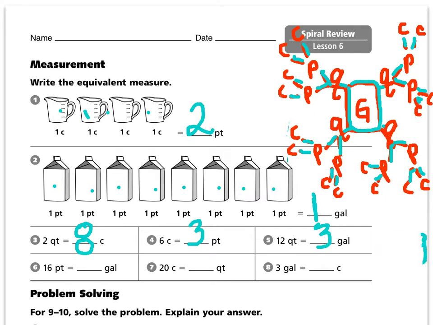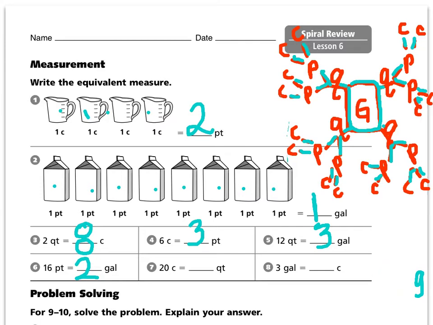Again, let's look at 16 pints equals blank gallons. So I know that 8 pints equals 1 gallon. So if I double that to be 16, that would be 2 gallons.